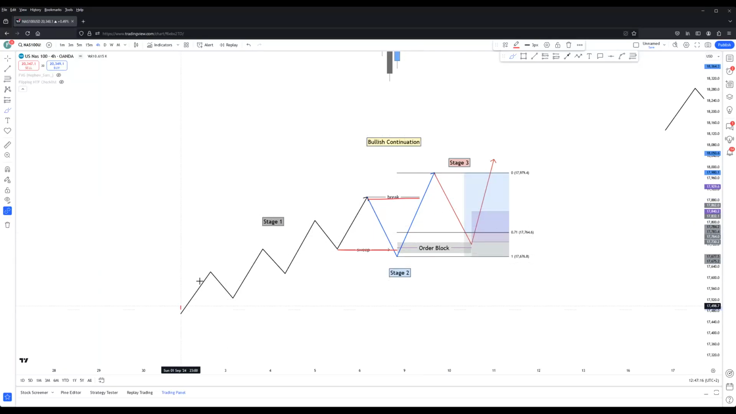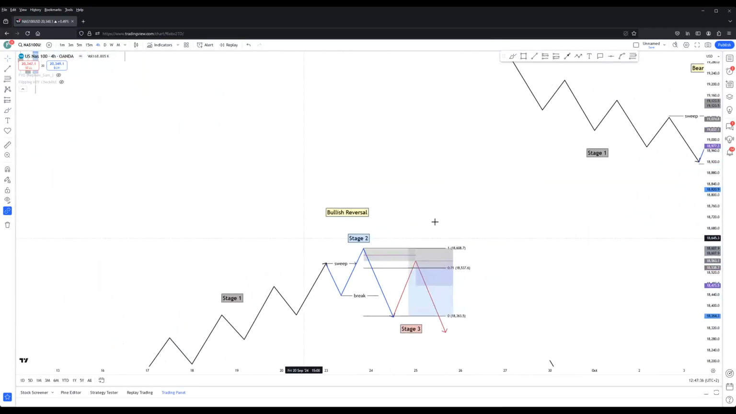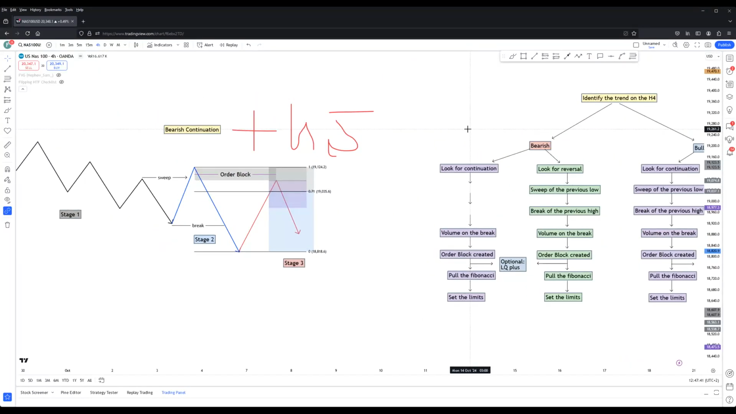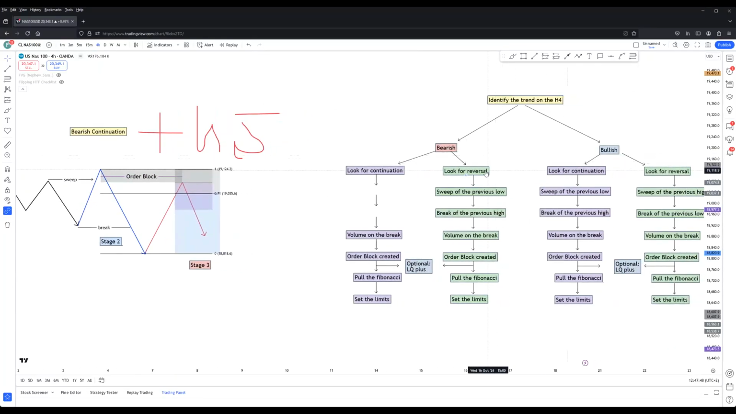But obviously, we identify the trend on the 4-hour time frame. See, it's bullish. We are looking for the sweep of the previous structural low point and the break of the previous structural high point. Volume, order block, Fibonacci limit set, but everything stays the same. We have the 71 level, the order block, everything is the same. It's a continuation trade. Now let's take a look at the reversal trade. After we finish with all of the explanation on these arrows, we will switch to live charts. But now look at the reversal trades.